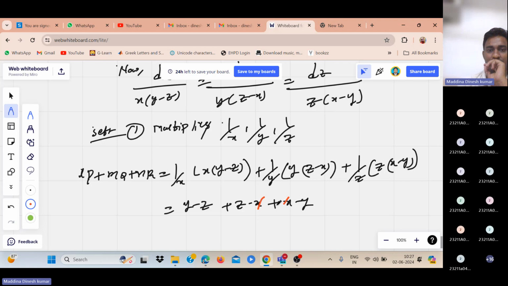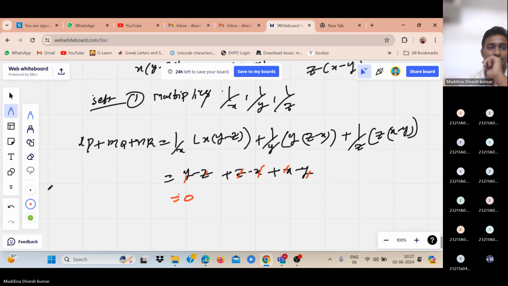xx will vanish out, z will vanish out, y will vanish out, remaining we will get 0. That means LP plus MQ plus NR is equal to 0. That means 1 by x, 1 by y, 1 by z are the multipliers. Okay. So our aim is that only: LP plus MQ plus NR needs to be equal to 0.